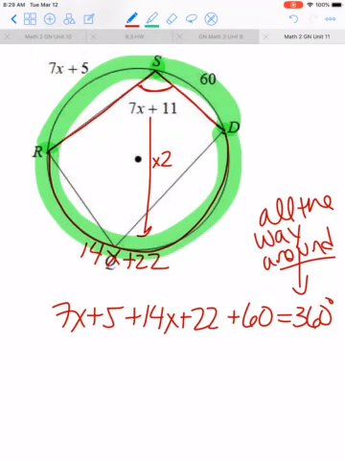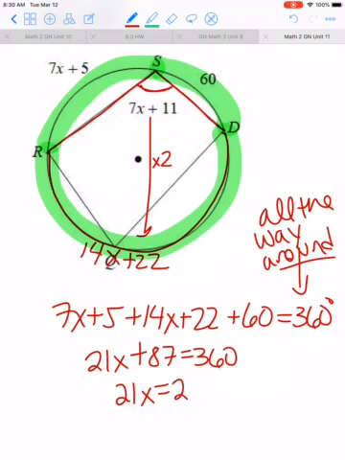So now it's just solving this equation. So we get 21x plus 87 equals 360. And then when you subtract that, we get 21x equals 273. And then we end up with x equaling 13.